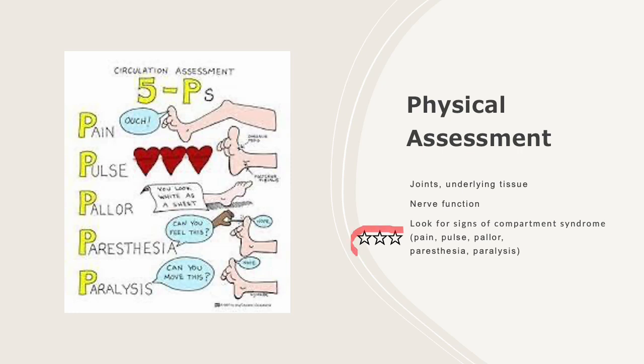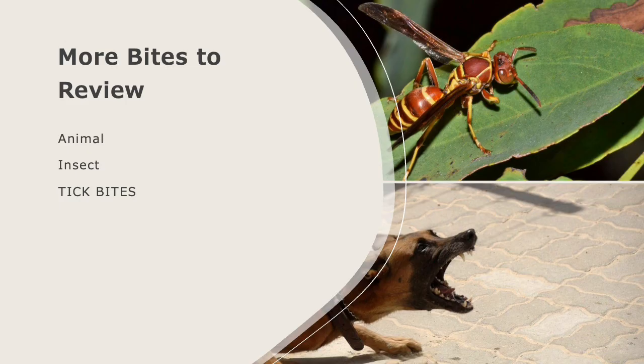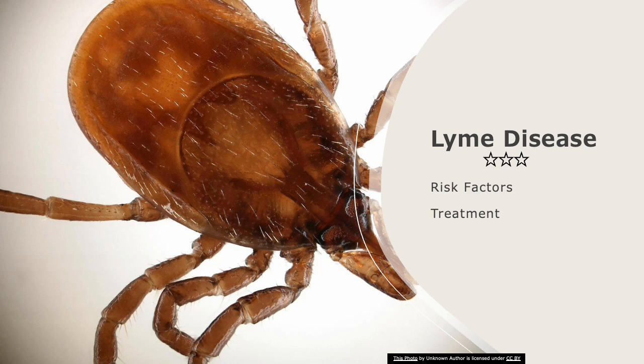And I got more red flags here. You want to make sure that you look out for compartment syndrome. And those are those 5 P's: pain, pulselessness, pallor, paresthesia, and paralysis. I also want you to review animal bites and insect bites and pay close attention to tick bites. Boards love tick bites, so definitely make sure that you learn about Lyme disease. For Lyme disease, be sure that you know what the risk factors are for developing Lyme disease and what the treatment is for Lyme disease.